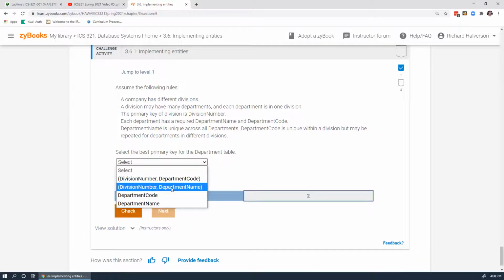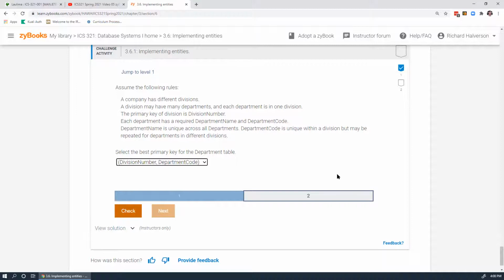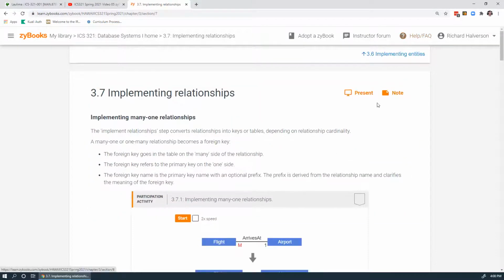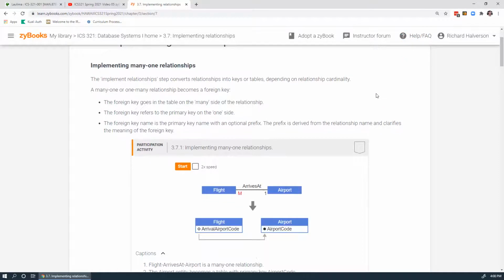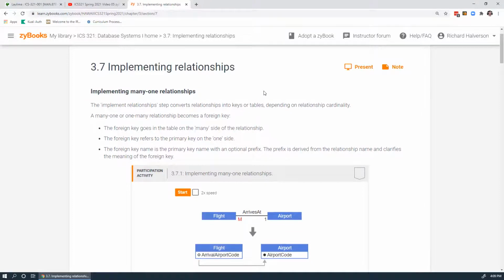And then a division number and department name, well, that's unique also. In fact, that'd be like a super key, because you don't need the division number. So anyway, I would say this is the answer. All right, implementing relationships. So here is where we have to decide things like implementing many-to-one relationships. That says where the foreign key goes.